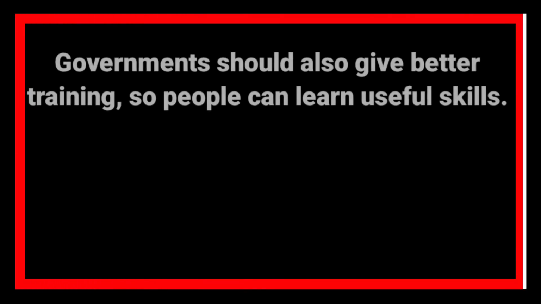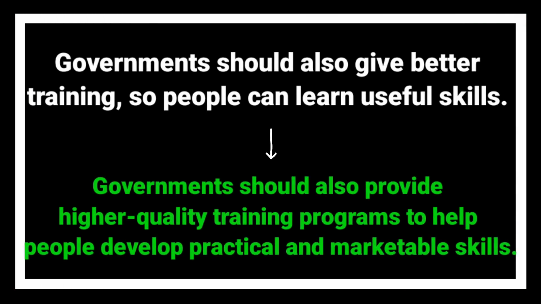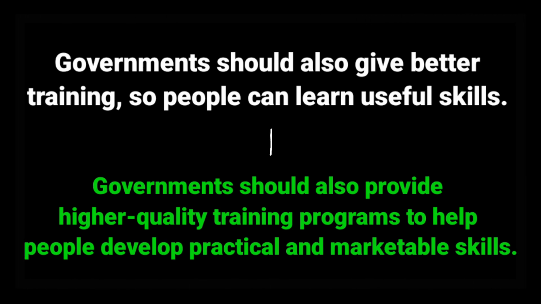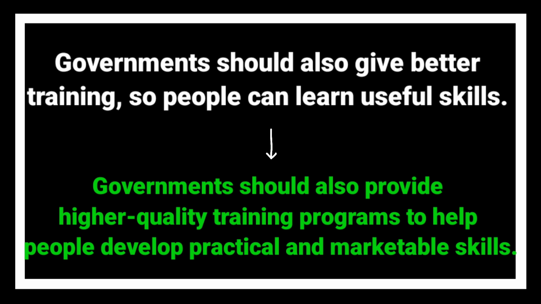So my original sentence was this: governments should also give better training so people can learn useful skills. And we upgraded it to this: governments should also provide higher quality training programs to help people develop practical and marketable skills.